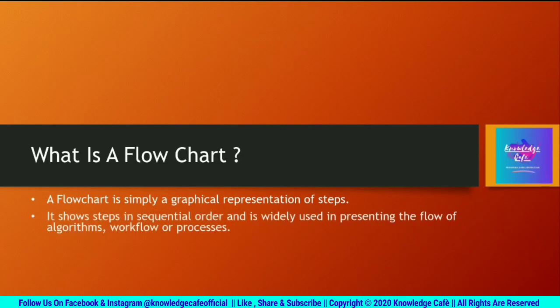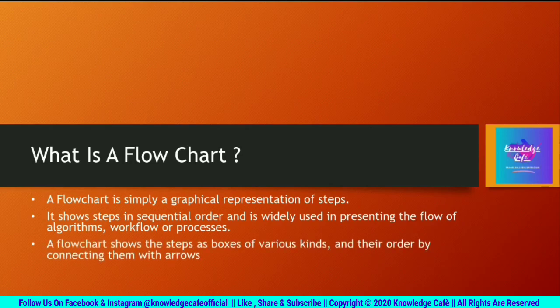What is a flowchart? A flowchart is simply a graphical representation of steps. It shows a step in a sequence order and is widely used in presenting the flow of an algorithm, workflow or processes. A flowchart shows the steps as boxes of various kinds and their order by connecting them with arrows.